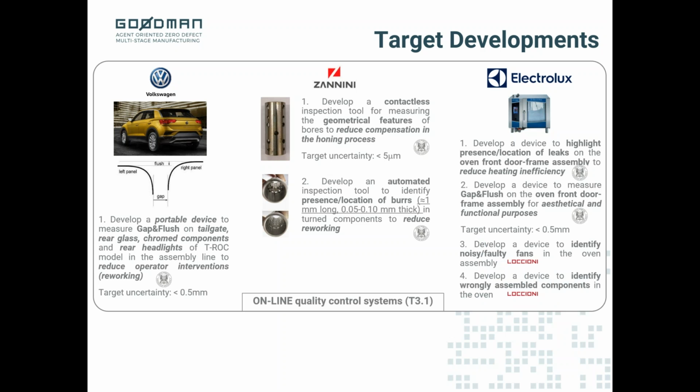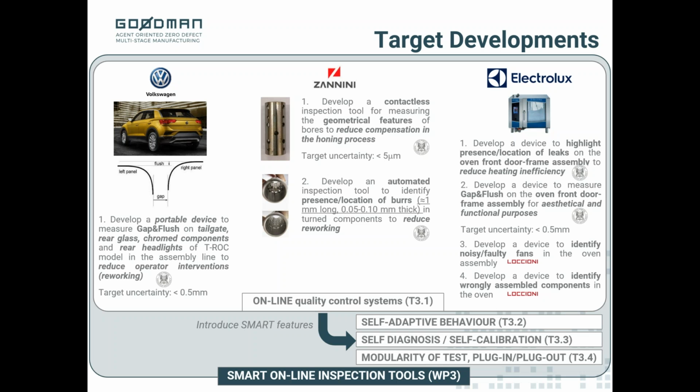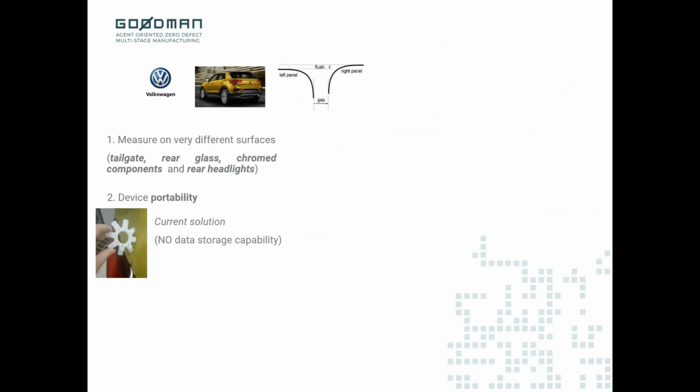All these topics were addressed by task 3.1, which is the task of the GO0DMAN project addressing the line quality control system. The introduction of smart features to this device, which means self-adaptive behavior, self-diagnosis and self-calibration capabilities, and the modularity of tests, plug-in, plug-out, were addressed specifically in tasks 3.2, 3.3, and 3.4. Everything together builds up work package 3 of the GO0DMAN project, which is the one addressing the smart online inspection tools. Let's get started from the Volkswagen use case.